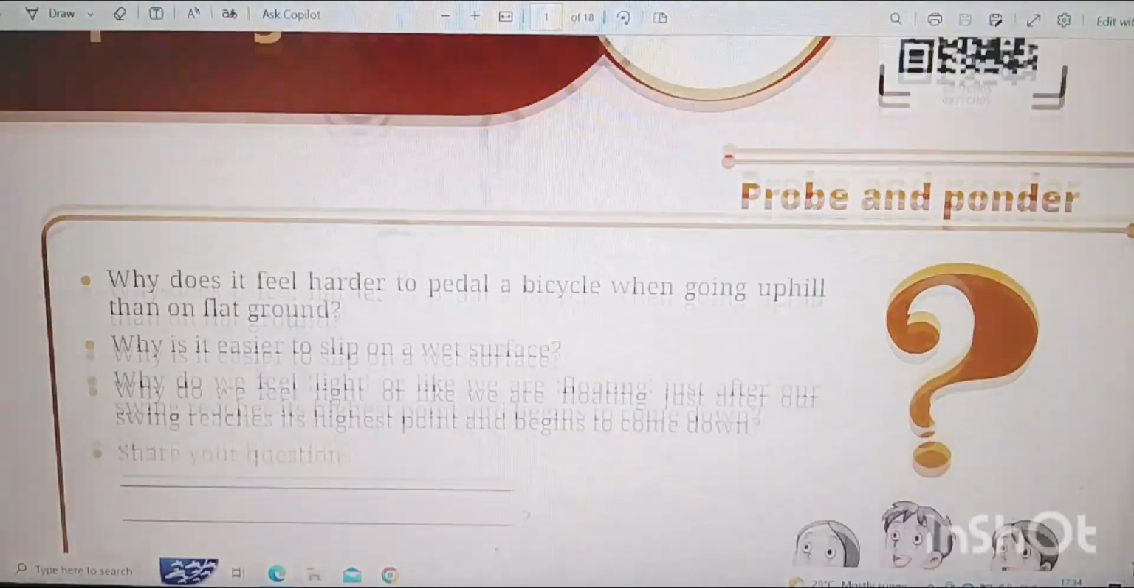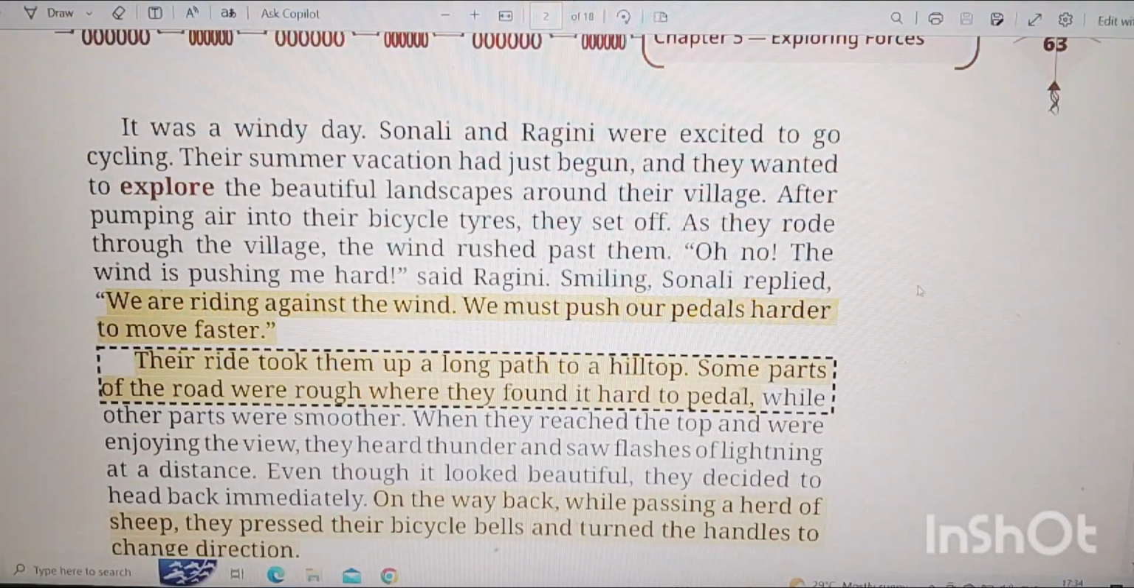That is, when the girls were riding against the wind, they had to push their pedals harder to move faster. So we know if we are riding a bicycle to a hilltop, we need to exert more force. That is, more force or more energy is needed to ride the bicycle. But that is not the case when we are riding a bicycle on a straight road. We need to exert force, of course, but the amount of force would be much lesser.